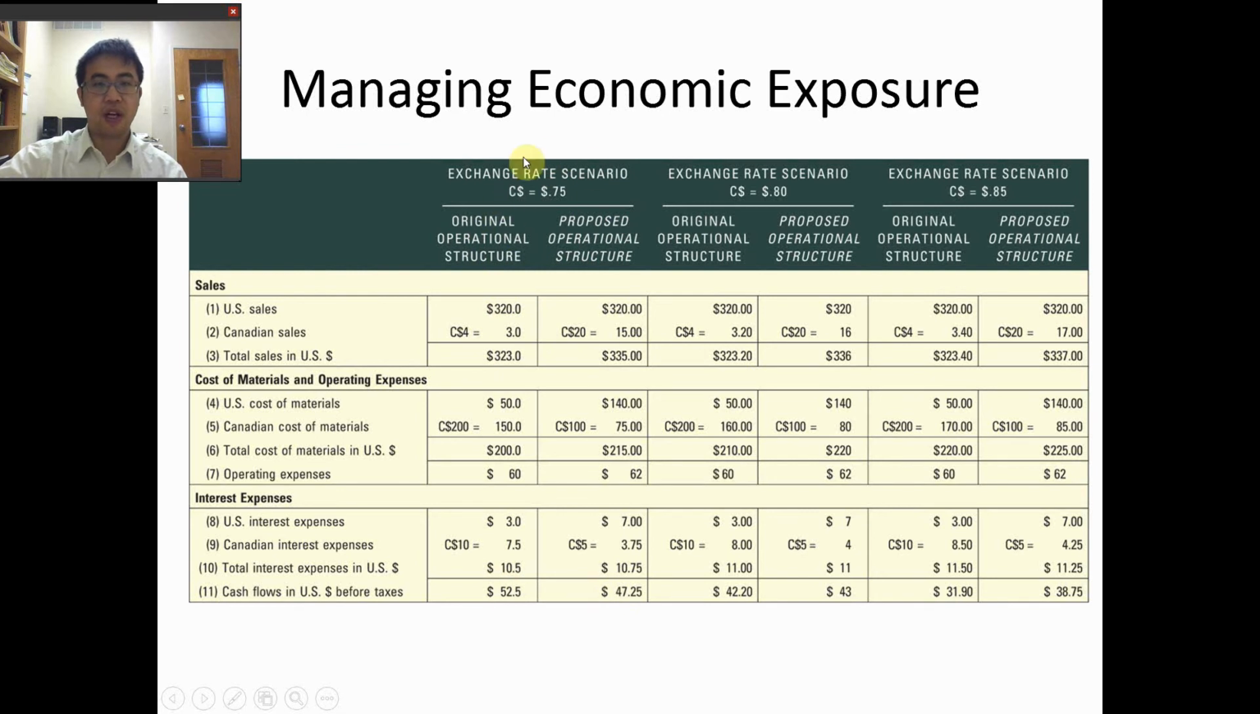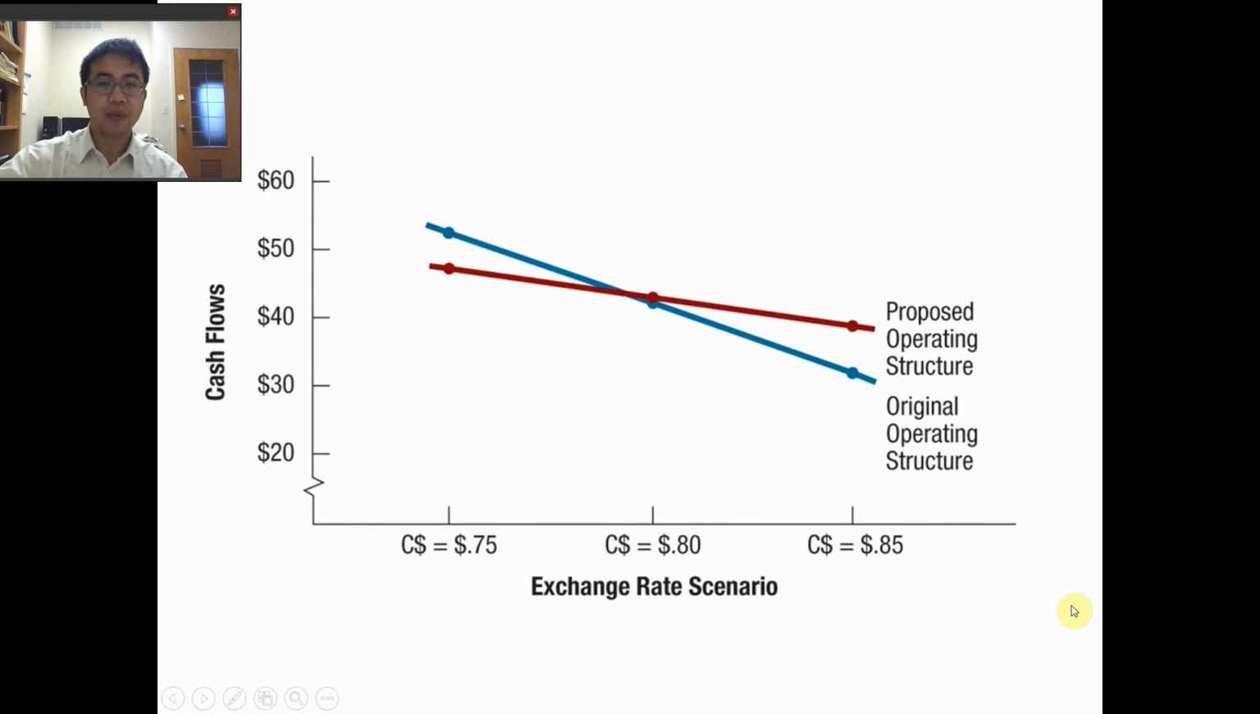All right, so we can compare the proposed structure versus the original structure and compare the cash flows for the Canadian dollar rates at 0.75, 0.80, and 0.85. All right, and you will have different values in the proposed structure. Here's 47.25, here's the 43, here's the 38.75. And right here, I put the data on a chart. The vertical axis stands for the cash flows, okay, denominated in US dollar, which combines both American business and Canadian business. And the horizontal axis represents the exchange rates of Canadian dollars. So here are the values of Canadian dollars in the case.